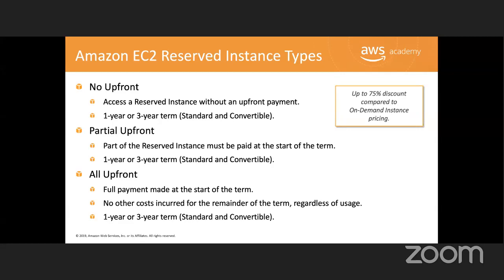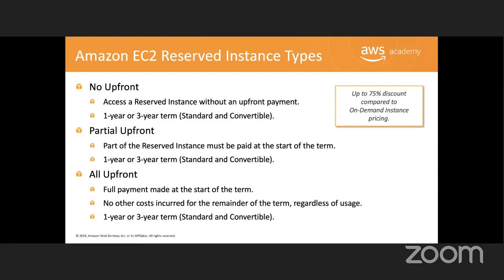In partial upfront, you're paying only half, or probably 30% or 40%. I'm not sure what the deal terms are, depending on what deal you're getting, right? And what agreement you get to. But this one, you may lose more money, right? Because you're just giving away all your money, or you're paying all your money upfront. No other costs incurred for the remainder of the term, regardless of usage.